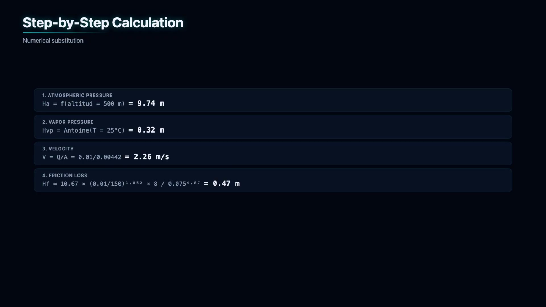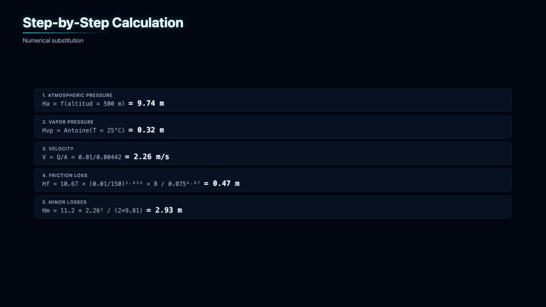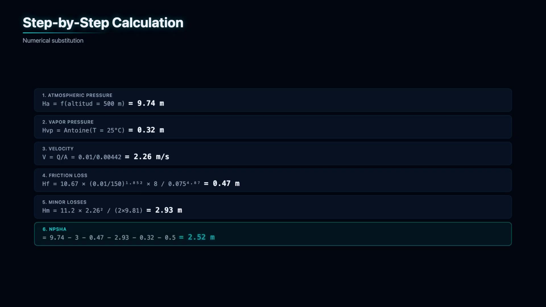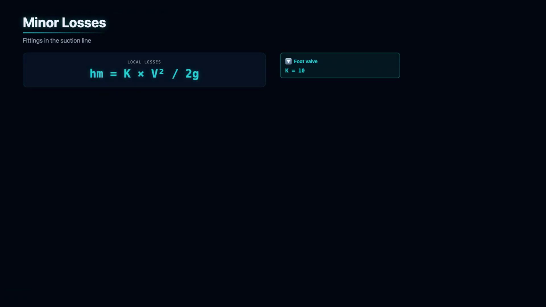The vapor pressure at 25 degrees is 0.32 meters. The friction loss gives 0.47 meters. The minor losses, dominated by the foot valve with K equal to 10, add up to 2.93 meters. Available NPSH, 2.52 meters. On the suction side, minor losses are critical.